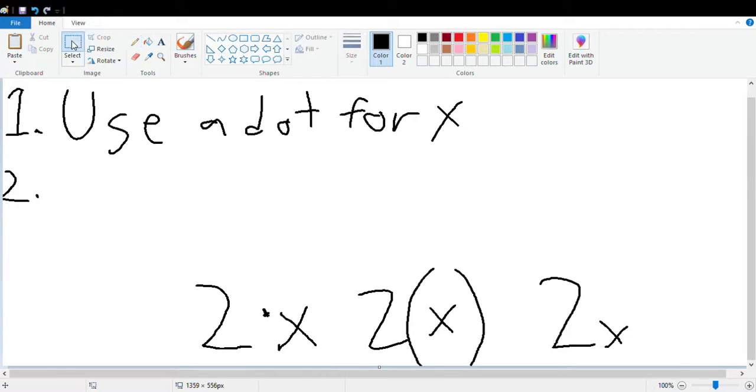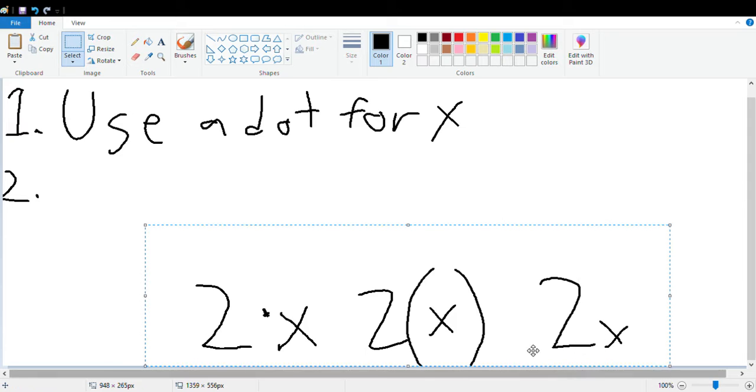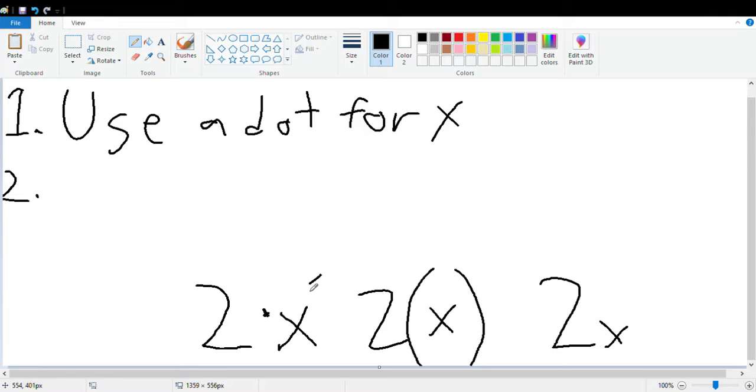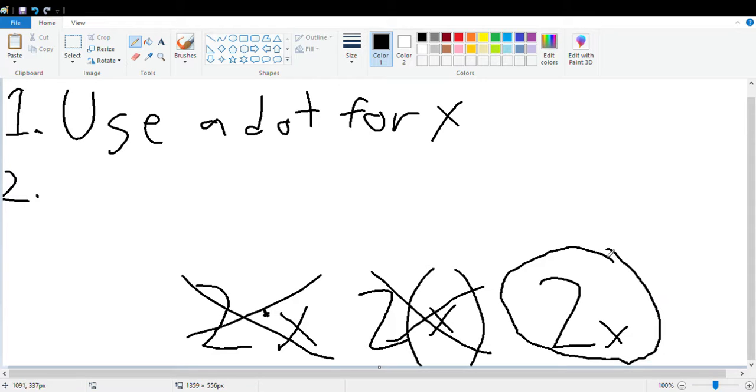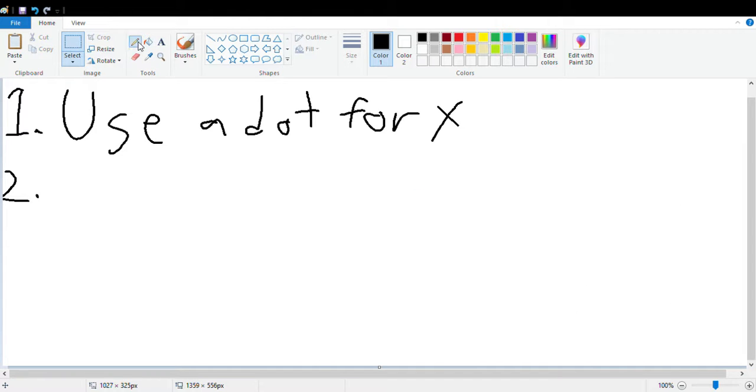So instead of writing the multiplication signs like right here and right here, or using parentheses, you want to start not using those. So you don't want to use this or that. You want to start using this right here: 2x or 5x or whatever you're doing. So then you can be nice and clean.